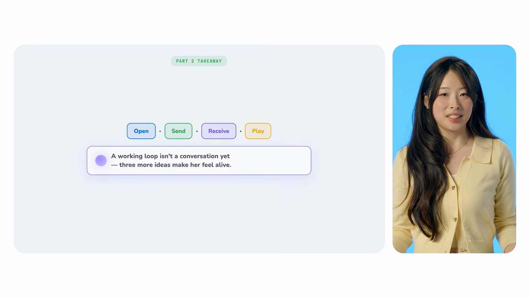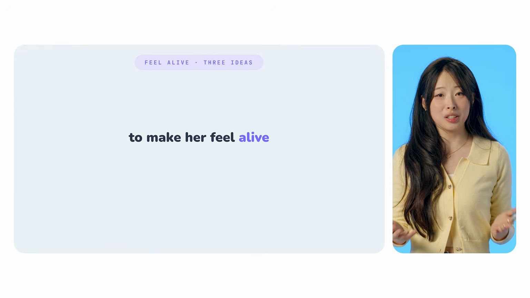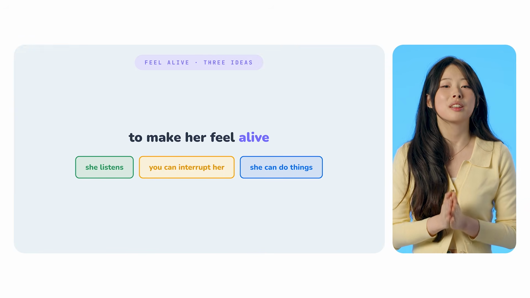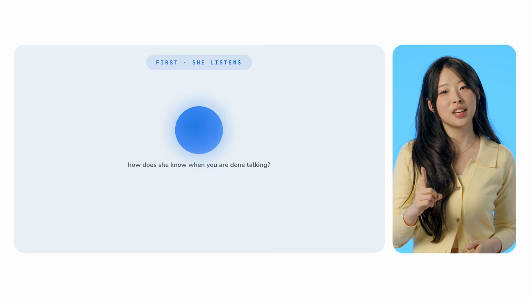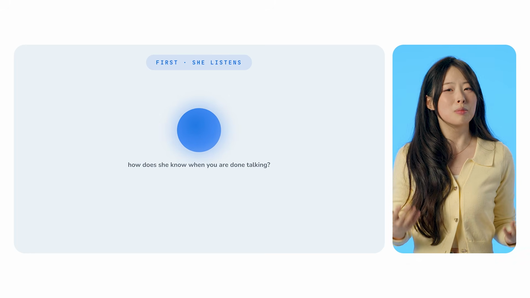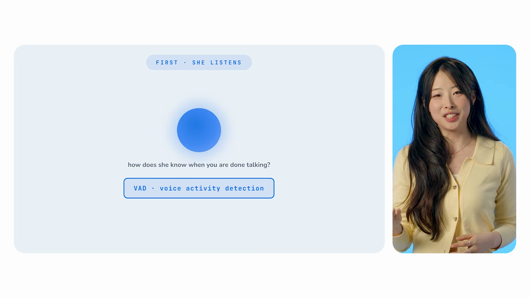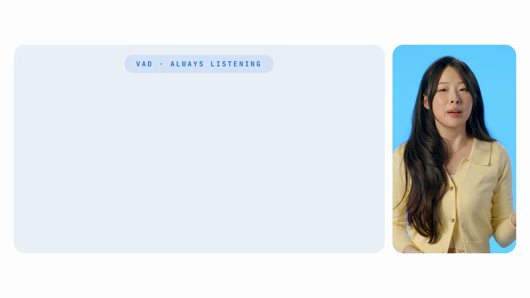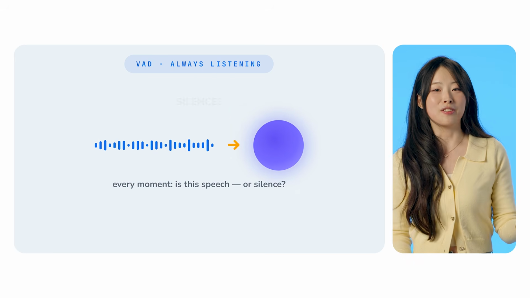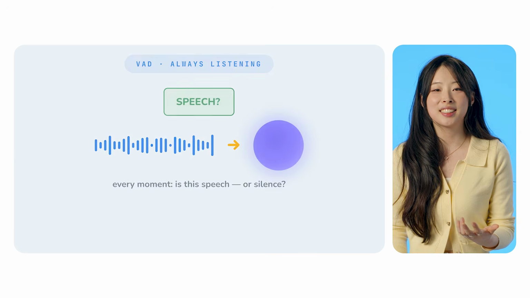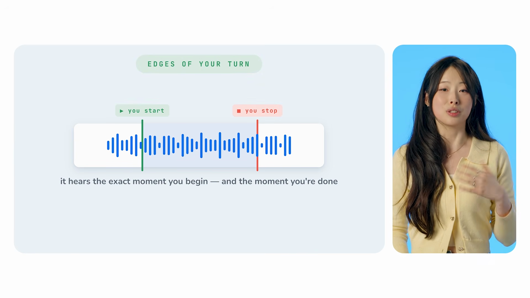And at this point, you have a working voice agent. But a working loop is not the same as a conversation. To make her feel alive, you need 3 more ideas. First, she listens. So how does the model know when you're done talking? That is voice activity detection, VAD. The mental model is simple. The model is always asking, is someone speaking right now? Or is it silence? That is how it finds the edges of your turn. When you start, when you stop.